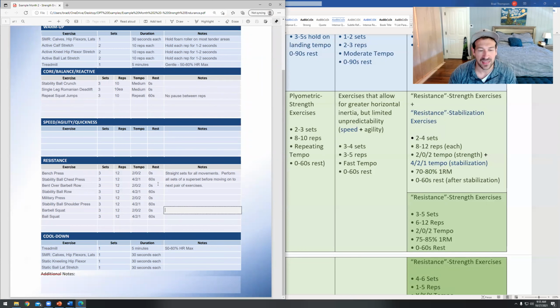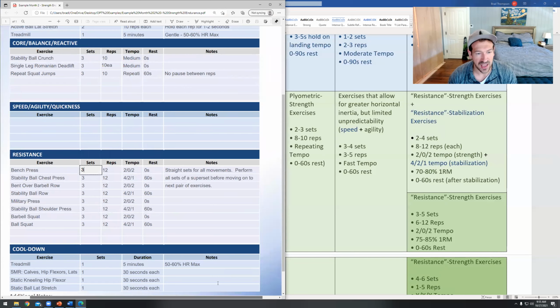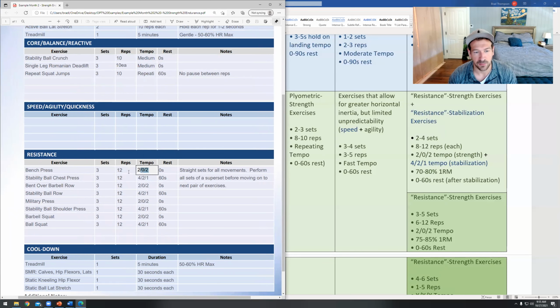So that is our versions here. You'll notice I wrote 3 sets for everything, 12 reps for everything. And then it's a 2-0-2 tempo for the first movement every time, and a 4-2-1 tempo for every movement for the second one. 0 seconds of rest on the first, 60 seconds rest on the second.